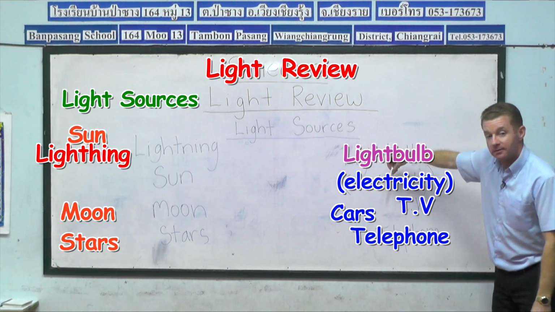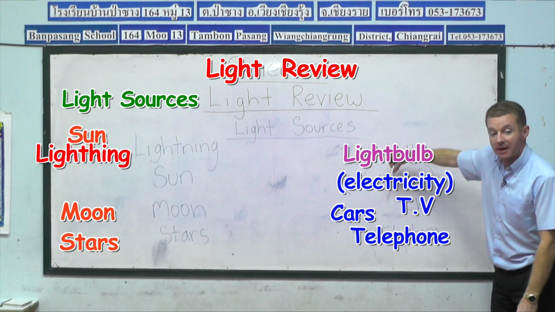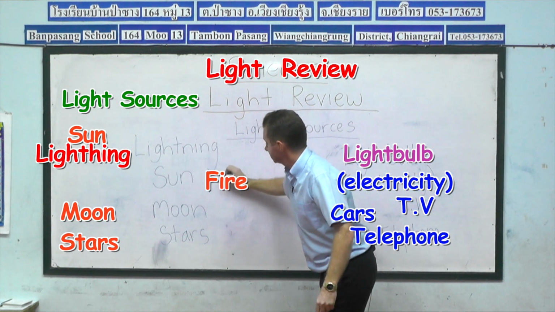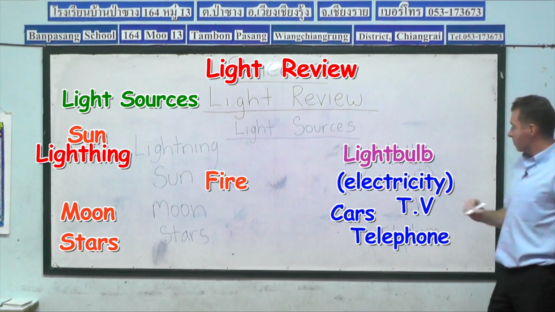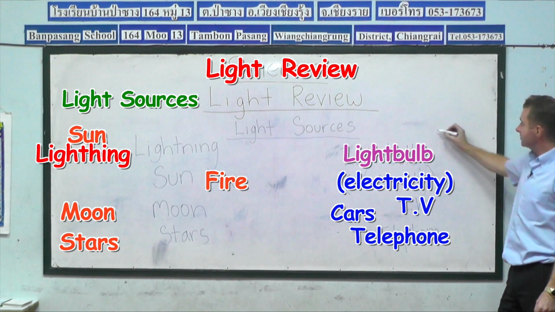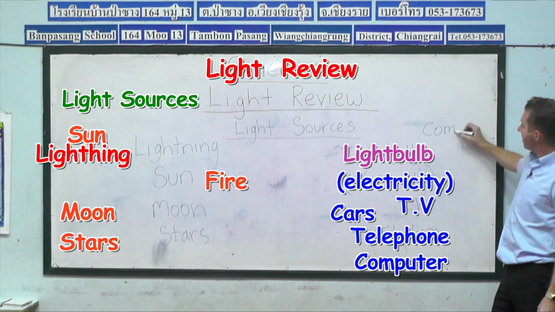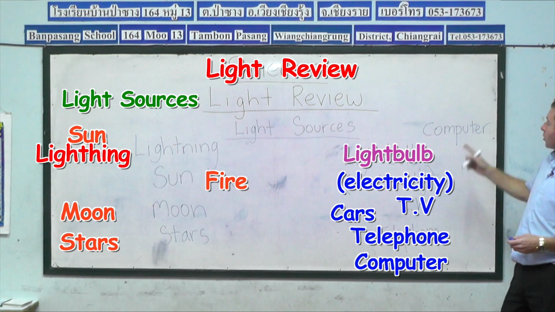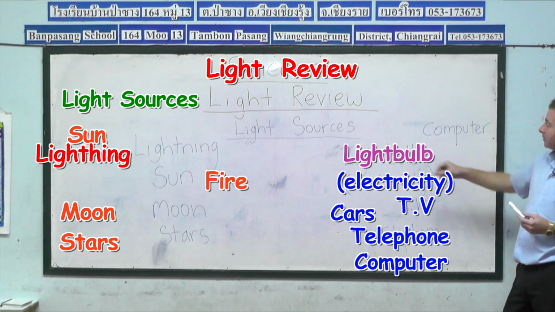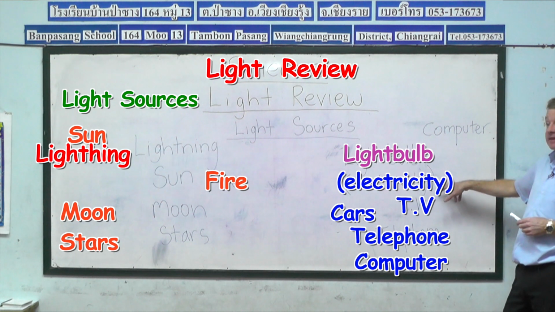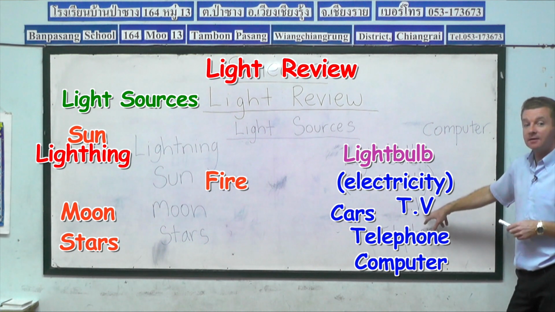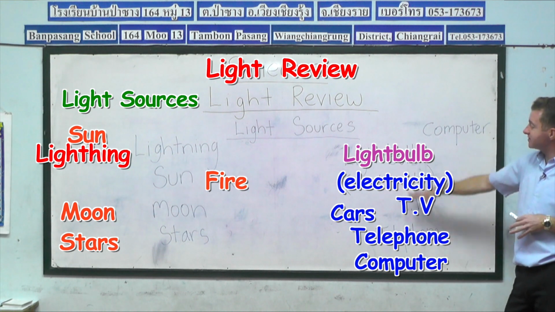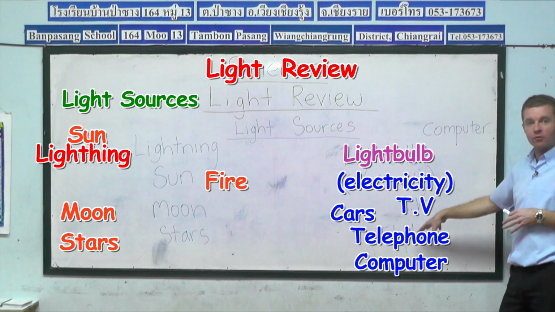But is fire natural or man-made? Natural. Correct. So fire will go on this side. And then let's have one more. I heard computer. Computer. C-O-M-P-U-T-E-R. So we've got computer, light bulb, and electricity, TV, cars, telephone. Now these are all examples of artificial light sources.